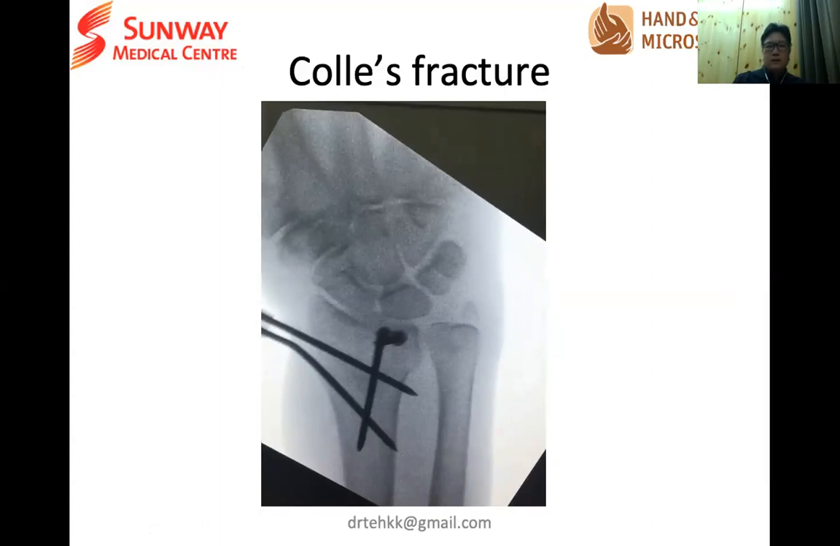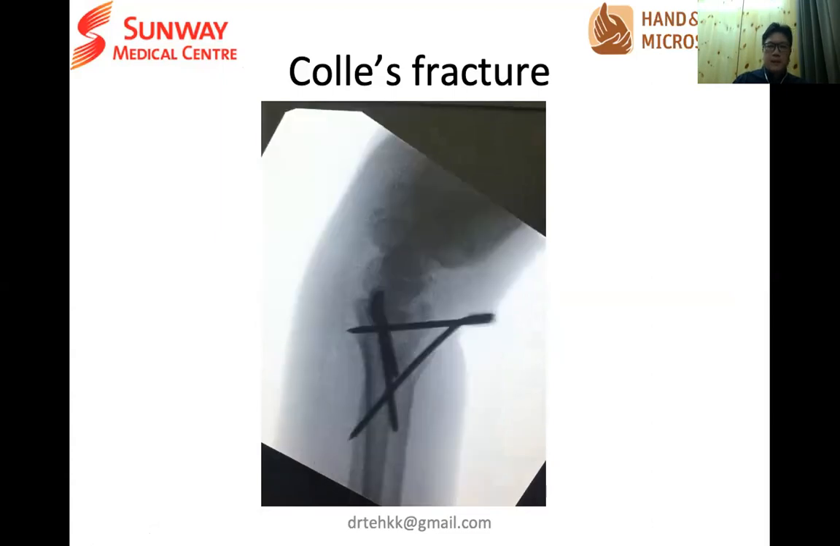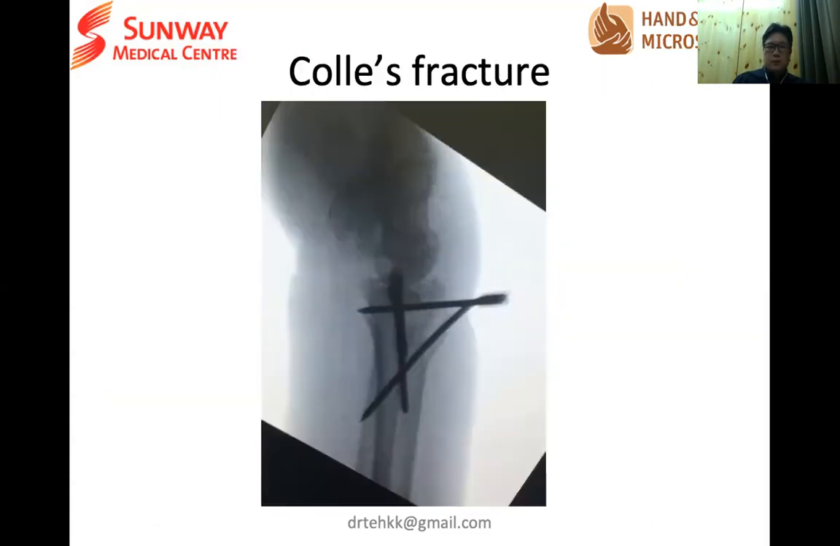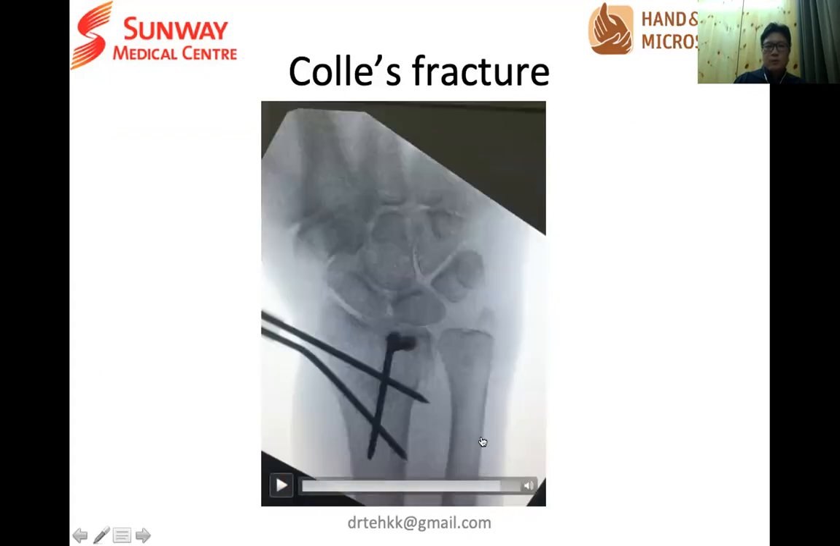You can see this is actually an unstable type of fracture because the ulnar styloid is also fractured. But that's good enough for an old lady. For a young man, you don't want to do this, you want to put a plate. You can see this is an ulnar styloid fracture.